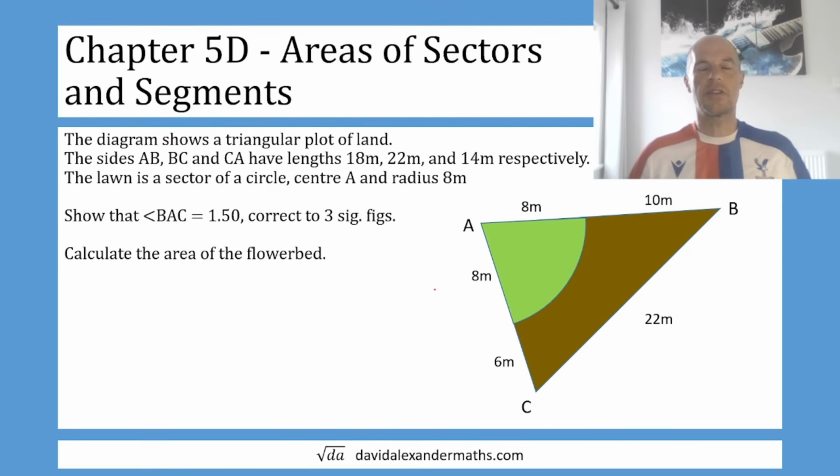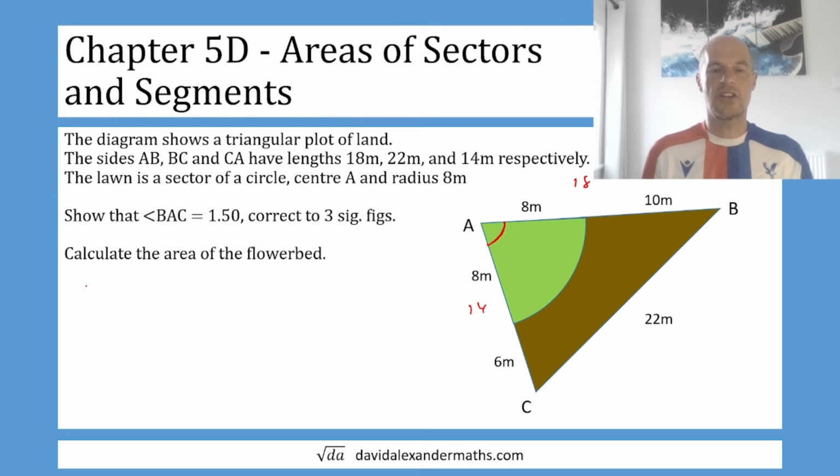Okay, so this is similar to a question in the book. The first thing we need to do is show that the angle BAC is 1.50. So BAC, this angle here. I'm going to use the cosine rule. AB is 18, BC is 22, and AC is 14. So we just need to show that we're getting 1.5 here.